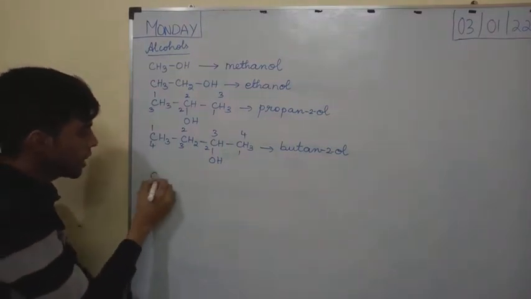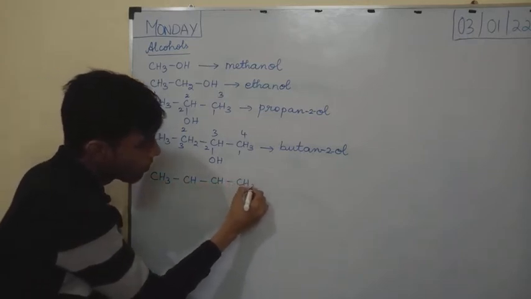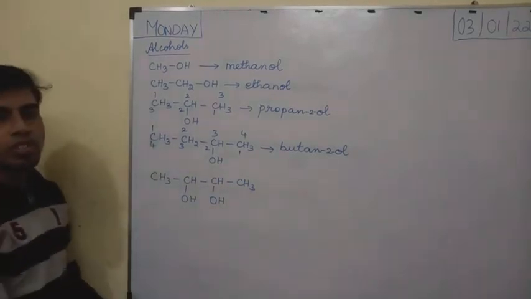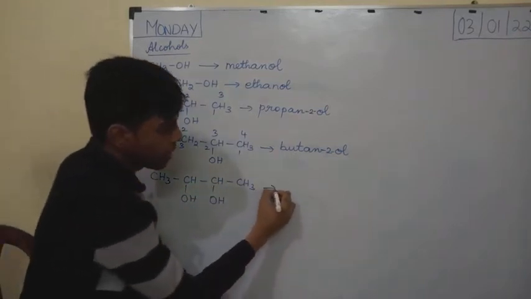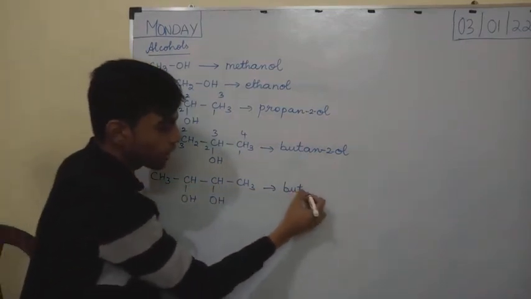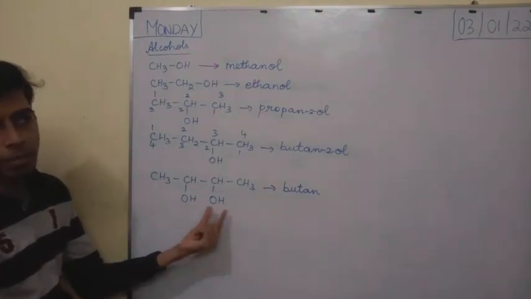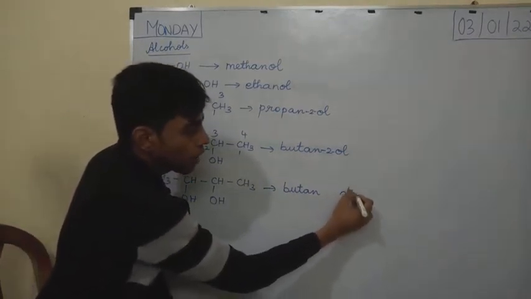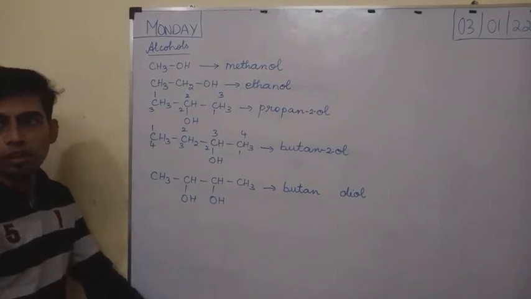Okay. Suppose I get an alcohol like this. How many carbons are there? Four carbons. Four carbons means it is but. Okay, single bond, so ane. The alcohol groups are in the branches. But how many alcohol groups are there? Two alcohol groups. Two alcohol groups means diol. Three alcohol groups means triol. Like that you have to write.